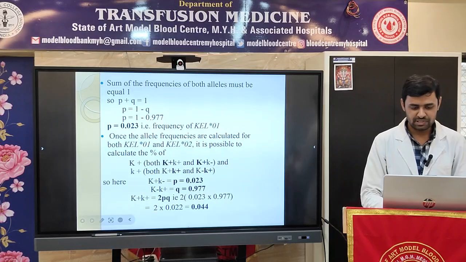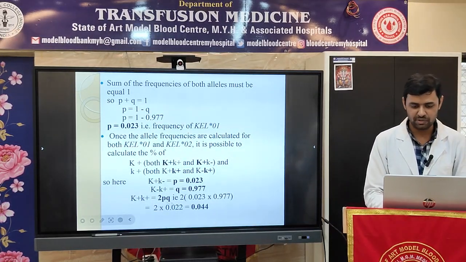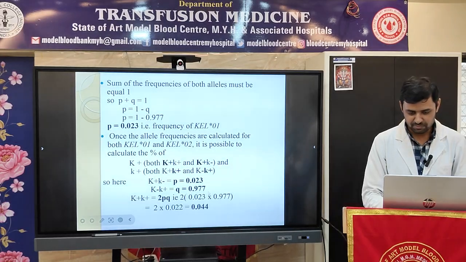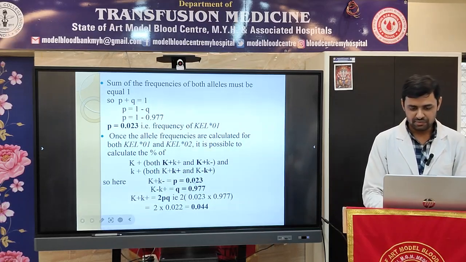And both of them are positive here, capital K positive and small k positive. It is 2pq, actually the 2pq. So we can put 2pq here, calculate it as 0.044. So we found that the P value is this, and Q is this, and 2pq is this.